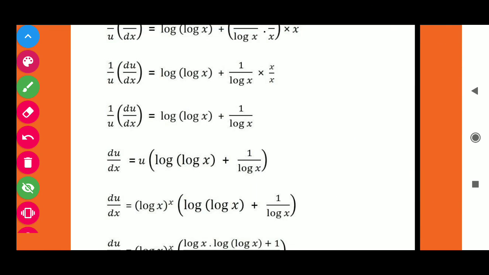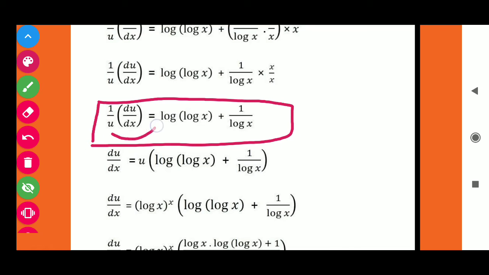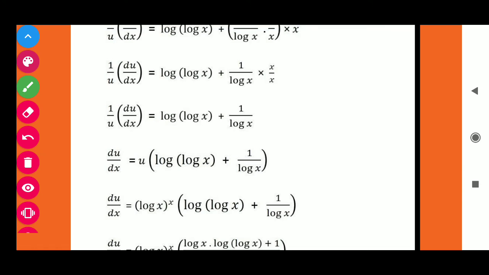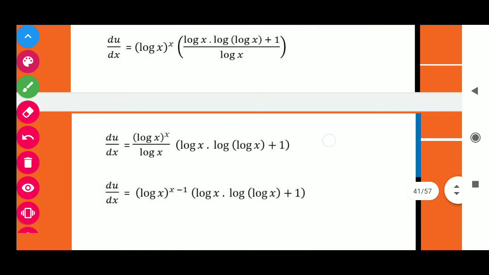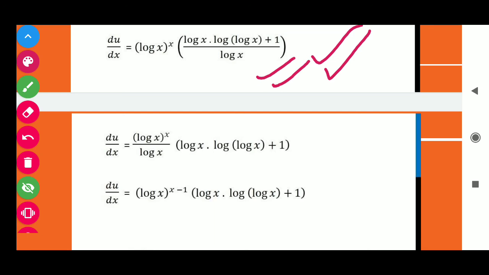Next, on simplification, we get this one, and you cross multiply now, students, and put the value of u from the question. We get log x raised to power x, log into log x plus 1 over log x. Now here is the value of du over dx. You can see it is just a simple calculation, students, you can solve it up to here, that is up to you. Okay, if you directly put this value, you will get full marks, no marks will be deducted.